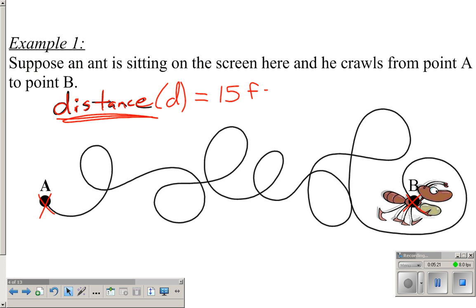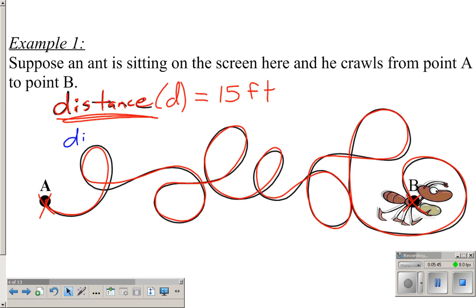Now, obviously, on your paper, it's going to be significantly shorter than that. All right, but so anyway, the distance is the length of this whole curvy line. All right, if I was somehow able to measure this whole length, that would be my distance. All right, now displacement is a little bit different. Okay, displacement, remember, that's the length of the straight line from start to finish.